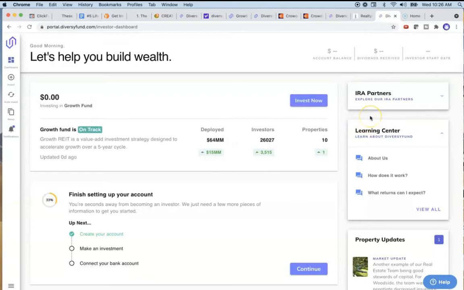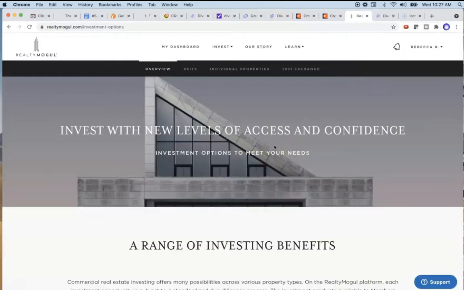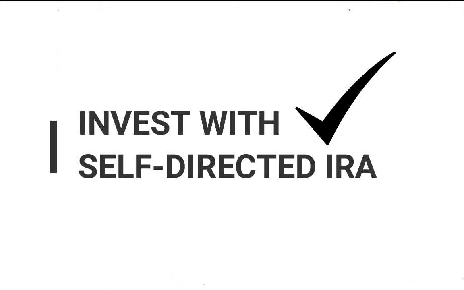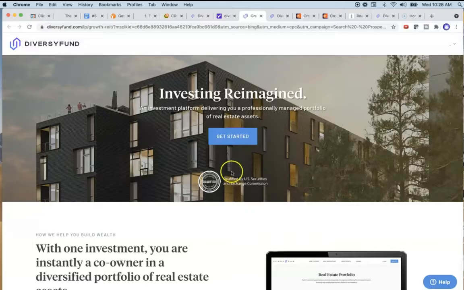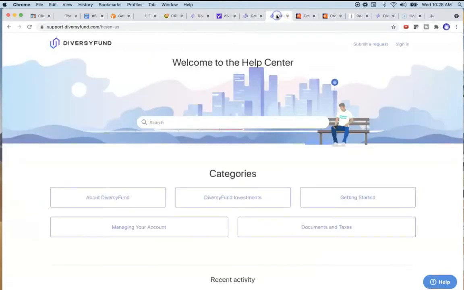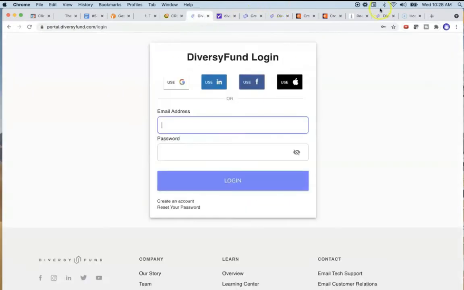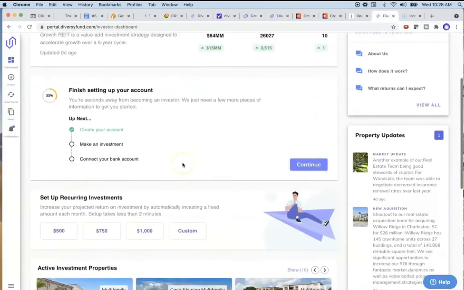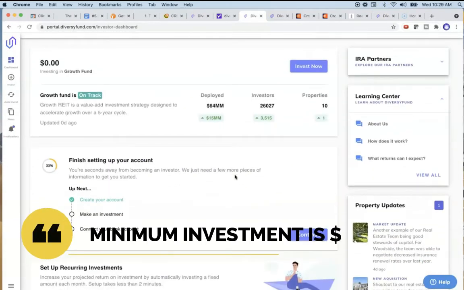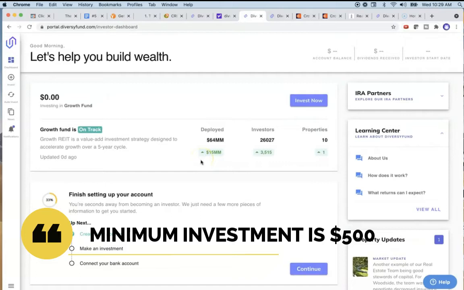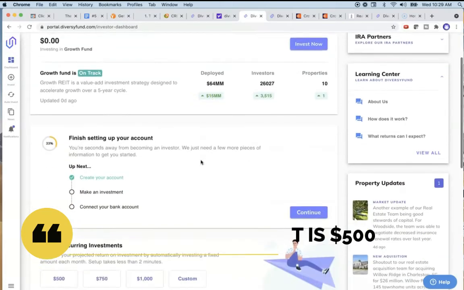All right. Oh, one thing I did want to say, in RealtyMogul, you can invest with your self-directed IRA in the REITs, not in the individual offerings, but in the REITs. All right. DiversyFund, investing, reimagined, get started. I actually signed up for an account, so I'm going to go into my account. First of all, the minimum investment on DiversyFund is $500. I swear it is. I can't seem to find it here.